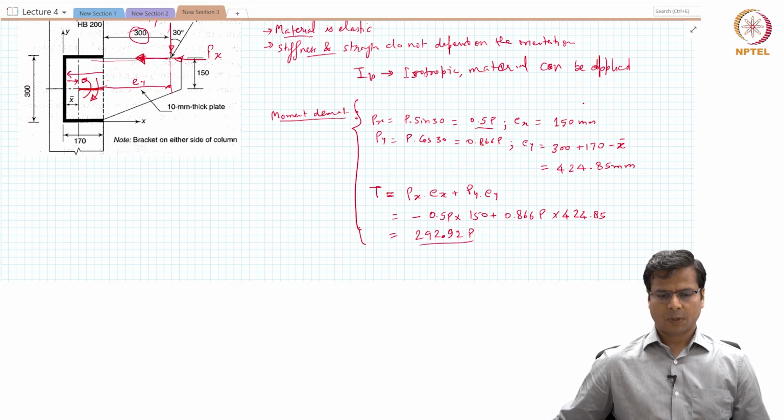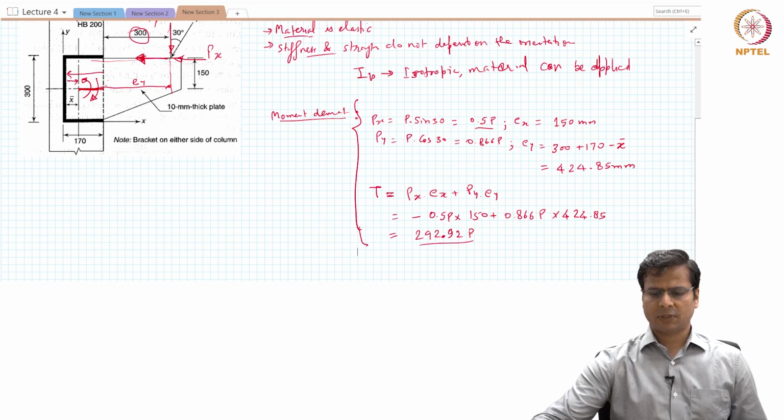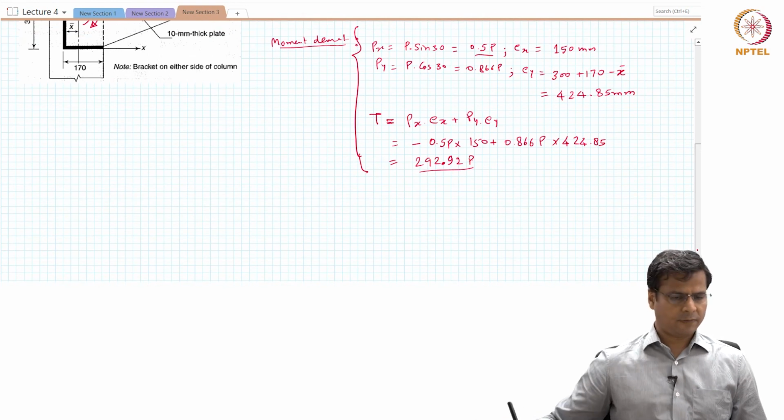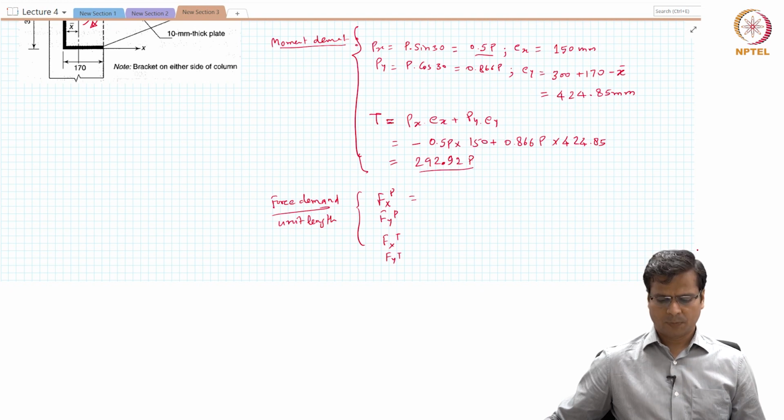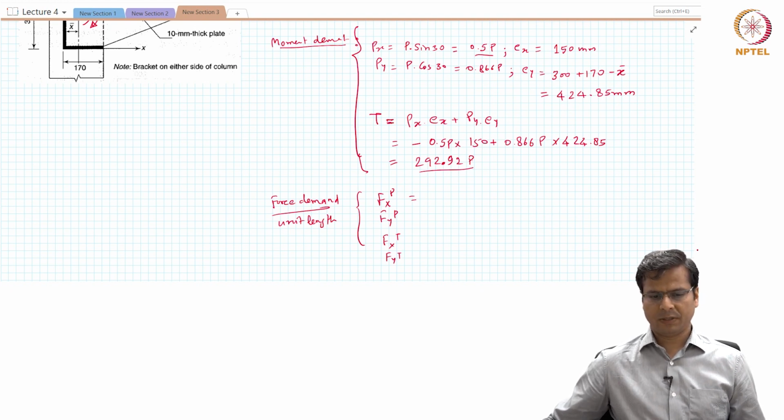Now we can take the next step and calculate the actual stresses or actual forces in each segment. So force demand over a unit length. First we can calculate the Fx because of the applied force directly and Fy because of the applied force directly. Then we can calculate Fx because of the twisting moment and Fy because of the twisting moment.